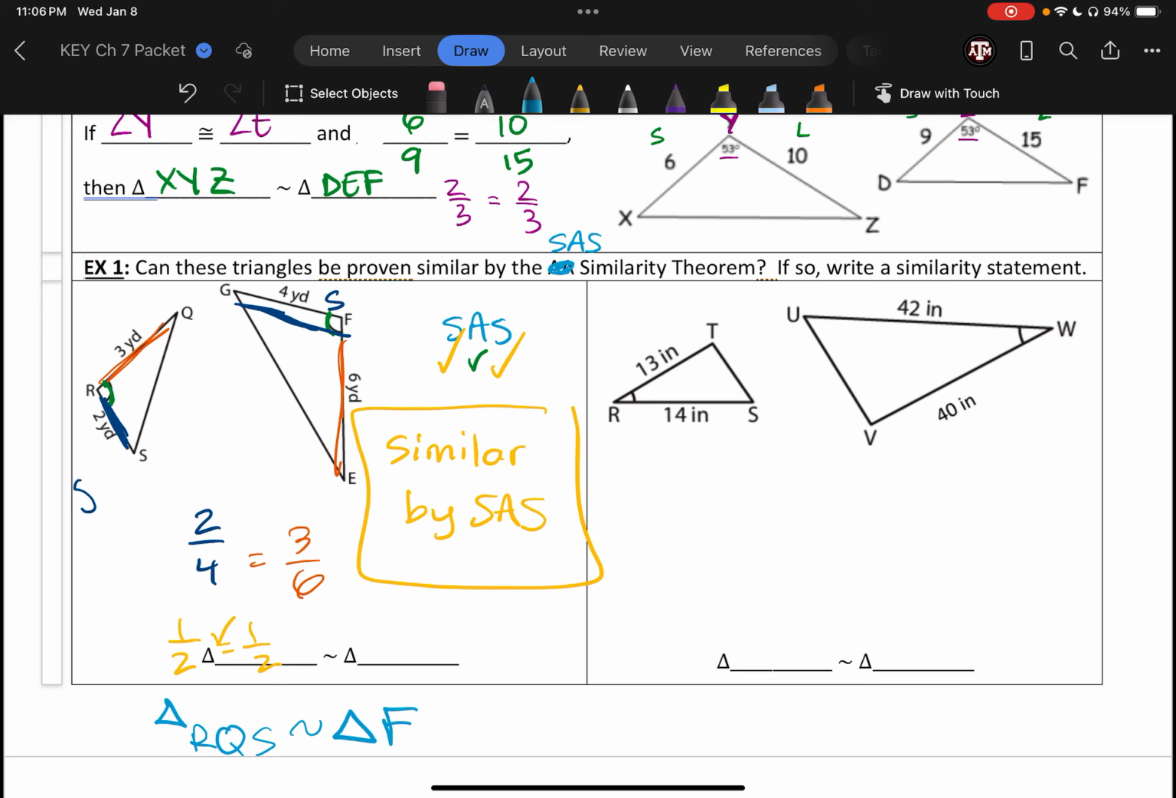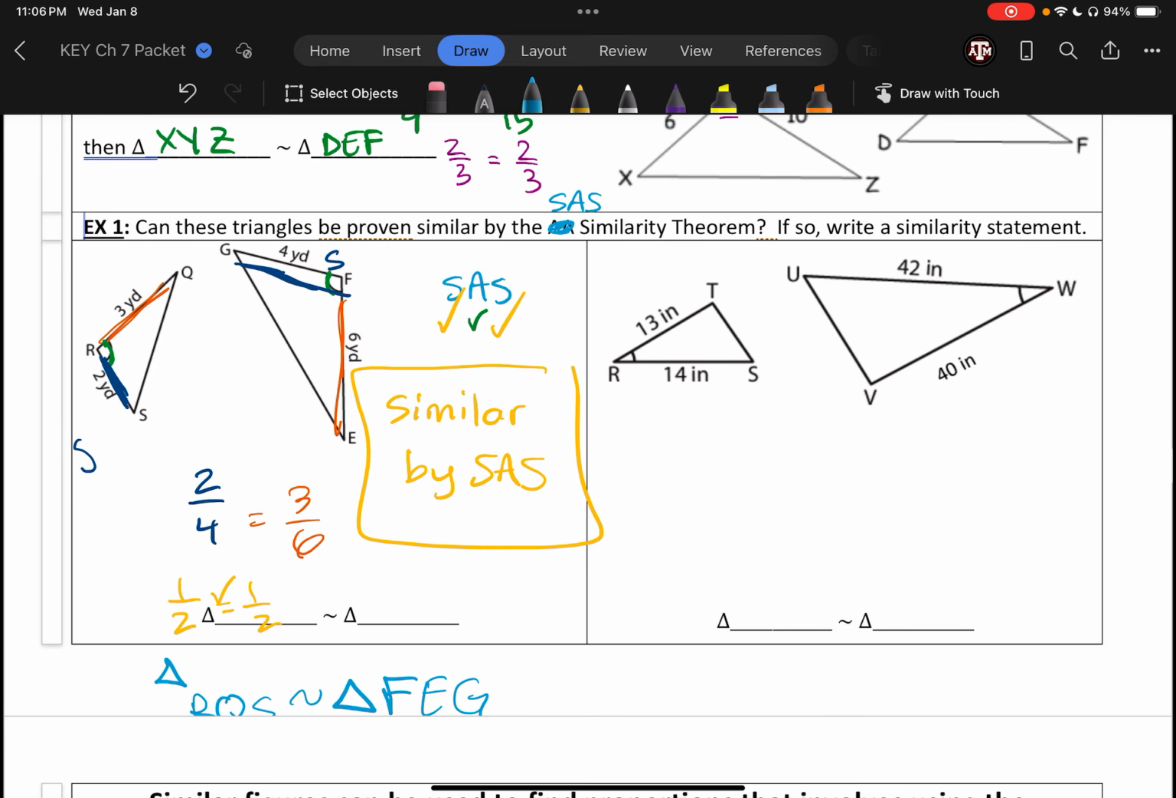Next, we're going from R to Q. That's my orange side. So from F to my orange side would be E in the second triangle. So F, E, G. So there is our triangle similarity statement. It got shifted down a little bit, but it is triangle RQS is similar to triangle FEG. So let's look at the next example. So let's see if this one's going to end up being similar as well.